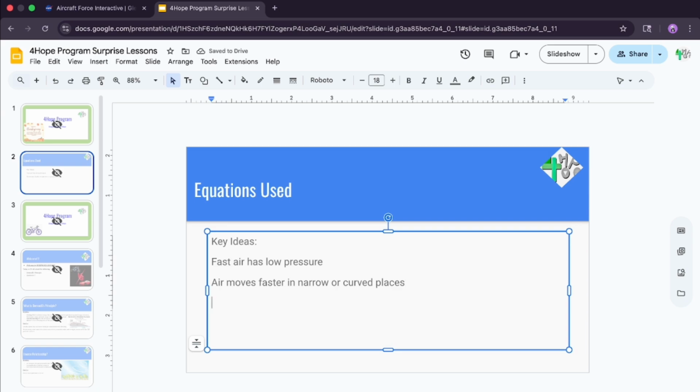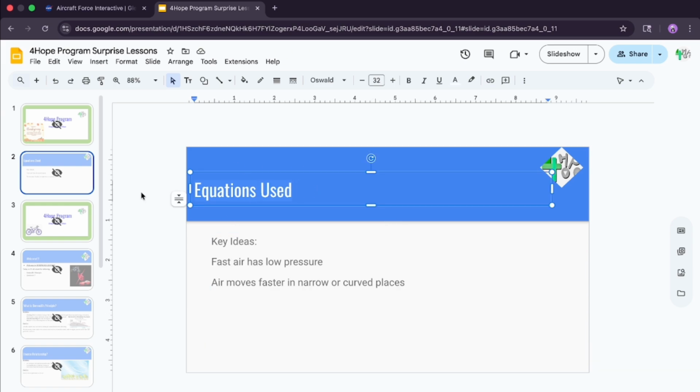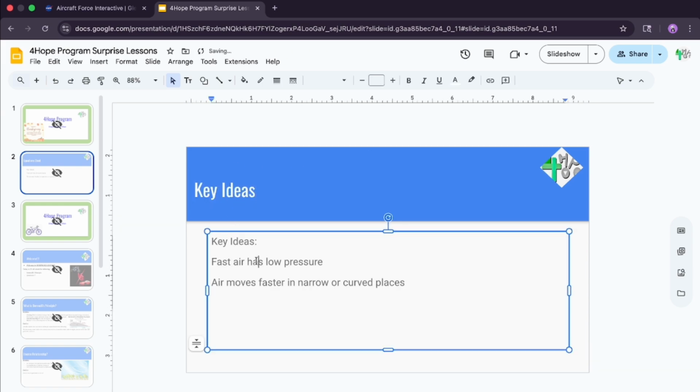Because as more speed occurs in narrow or curved places, we can see that the relationship with pressure goes lower as fluid airspeed increases. That's a very key idea to note here as well. Let me write that down for you guys.